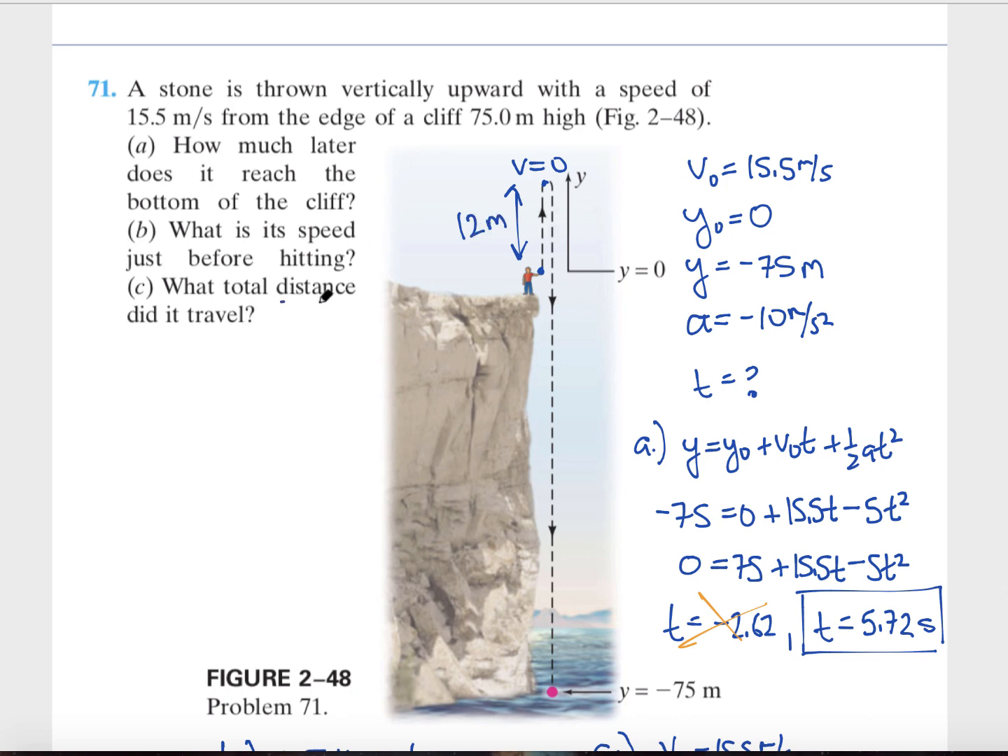Now we're asked for distance. So we go up 12 meters. Let's write this over here. We have 12 meters plus we come back down another 12 meters. Then we fall all the way to the bottom, which is a distance of 75 meters. So the total distance that we traveled here has to be 75 plus 24, which is 99 meters.